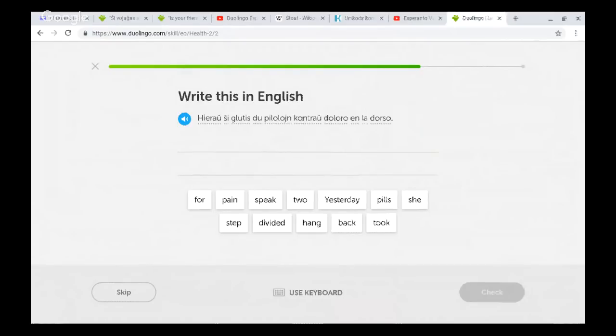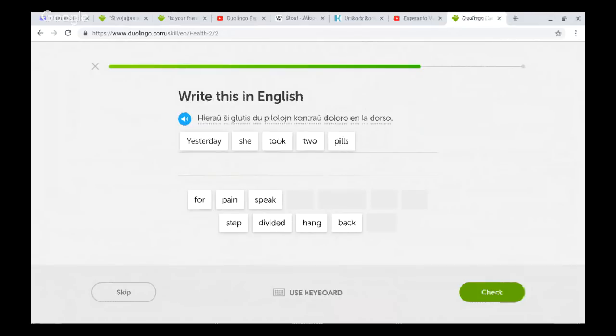Bueno, jen la frazo: hieraŭ ŝi glutis 2 pilolojn kontraŭ doloro en la dorso. Hieraŭ ŝi glutis. She took. Yeah, literally she swallowed, but here it looks like our choice is took. Hieraŭ ŝi glutis 2 pilolojn, 2 pills, kontraŭ doloro en la dorso, right? So this is for pain in the back, for back pain. It must be what they want. Yesterday she took 2 pills for back pain.